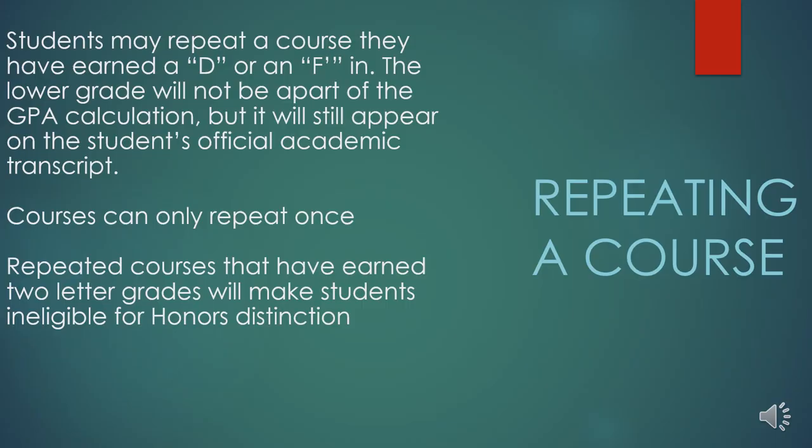Students may repeat a course in which they earned a D or an F. The lower grade will not be a part of the GPA calculation, but it will still appear on the student's official transcript. Courses can only be repeated once. Repeated courses that have earned two letter grades will make students ineligible for honors distinction.